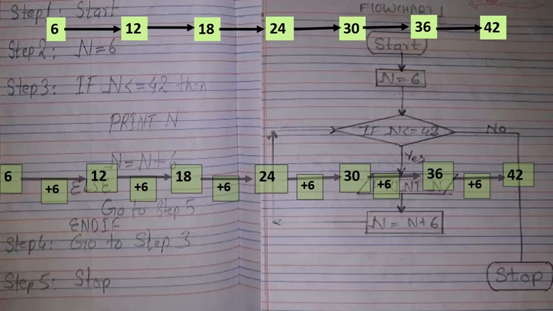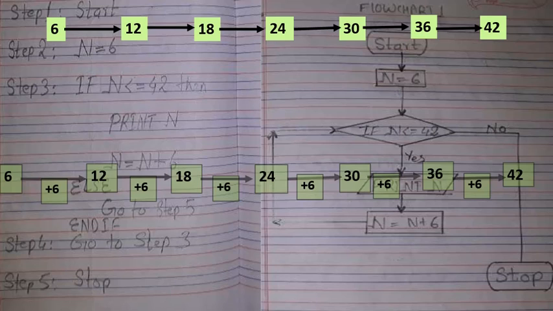Let us assume that we reach up to 42. After 42 it will go to step 3. Now 42 is less than or equal to 42. So here it will print 42. After printing 42, what is happening? 42 plus 6 is 48. So n is 48 now.